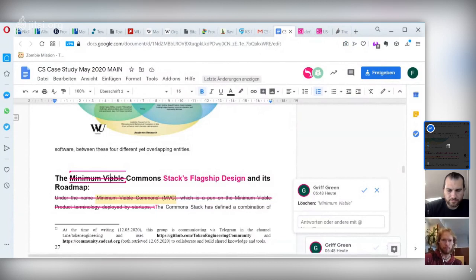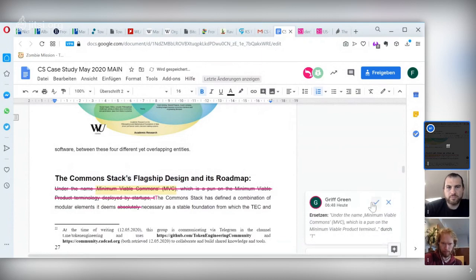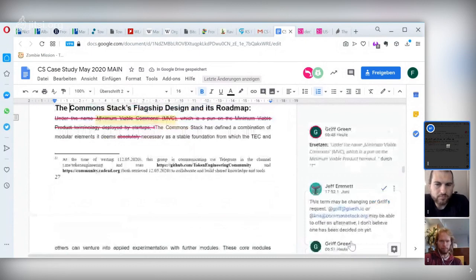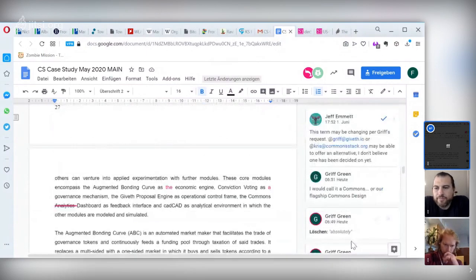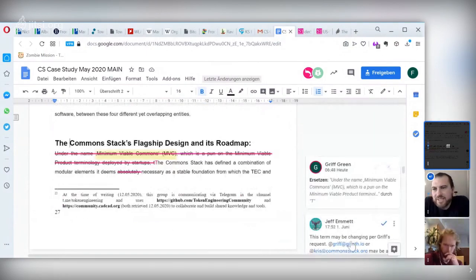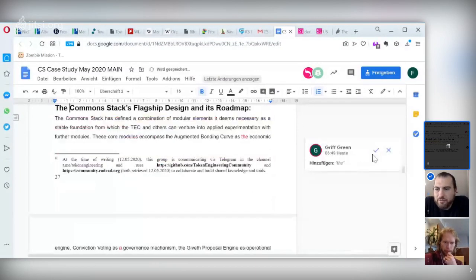Okay, so yeah, we're going away from the minimum viable commons to the Commons Stack's flagship design and its roadmap. The dreams are big in the Commons Stack. Thanks, Griff. It's too much scope, 100%.